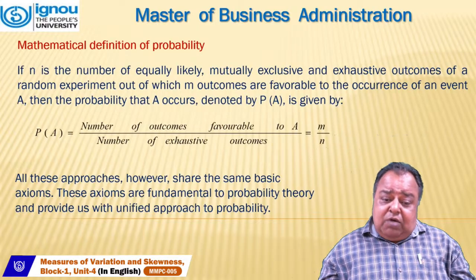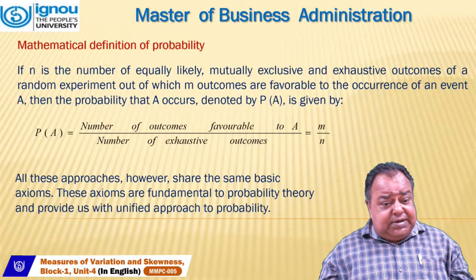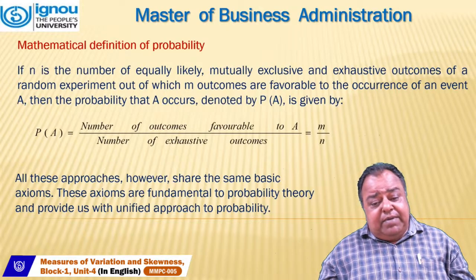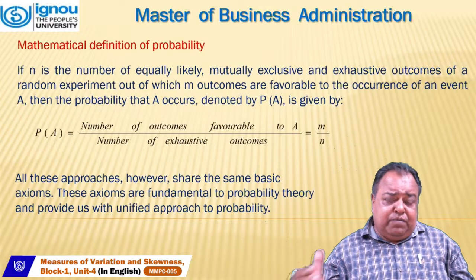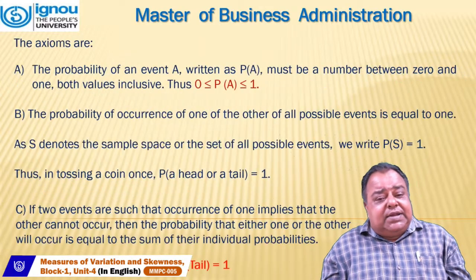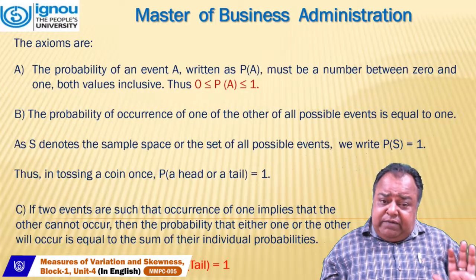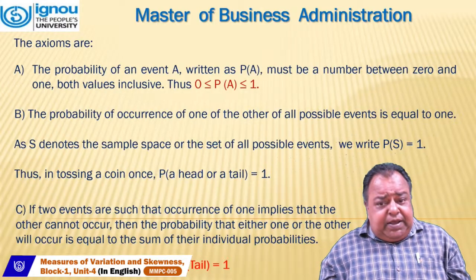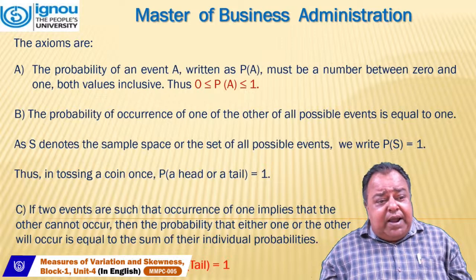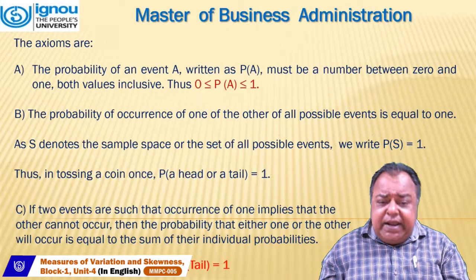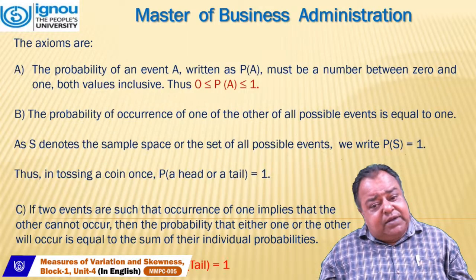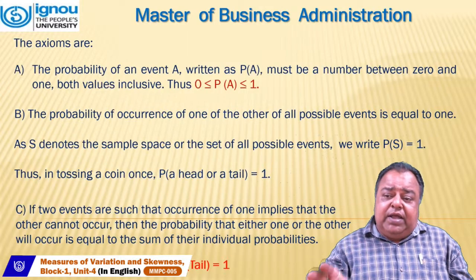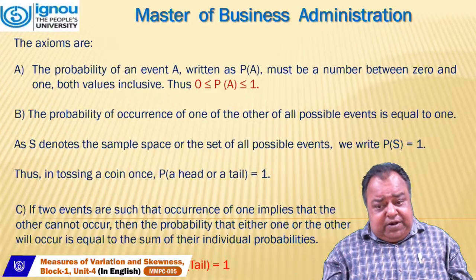All these approaches, however, share the same basic axioms. These axioms are fundamental to probability theory and provide us with a unified approach to probability. The first axiom: the probability of an event A, written as P(A), must be a number between 0 and 1, both inclusive. That means the probability of any event will mathematically be 0 ≤ P(A) ≤ 1. That means the probability of an event will always be between 0 and 1.